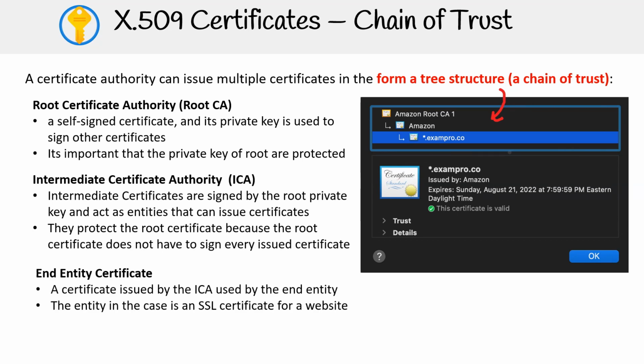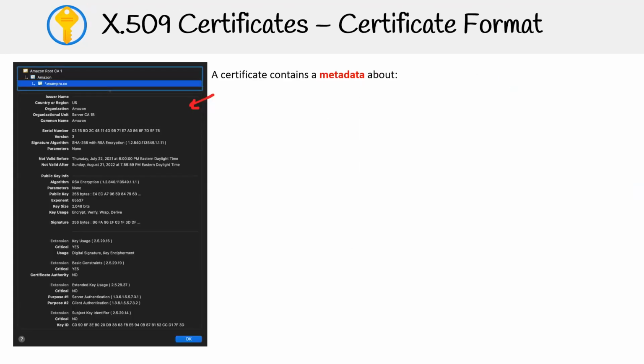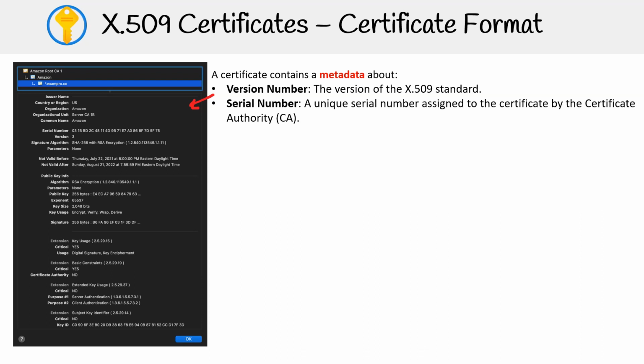End entity certificate. A certificate issued by the ICA used by the end entity. The entity in this case is an SSL certificate for a website. A certificate contains metadata about version number, the version of the X509 standard. Serial number. A unique serial number assigned to the certificate by the certificate authority. Signature algorithm ID, the algorithm used to sign the certificate, such as RSA or DSA.